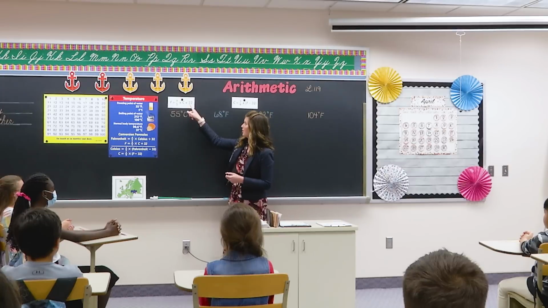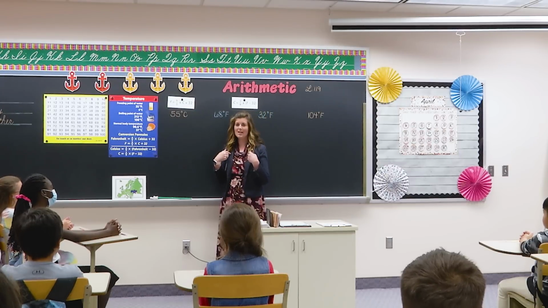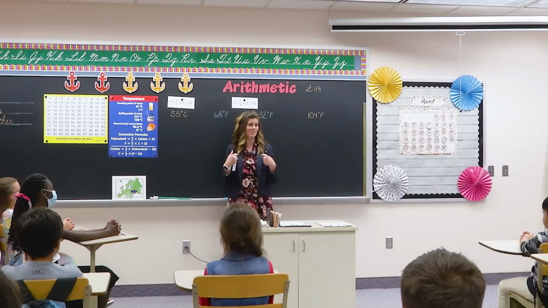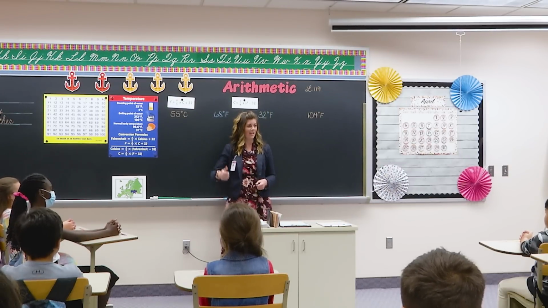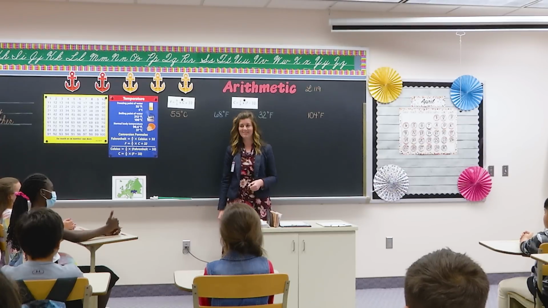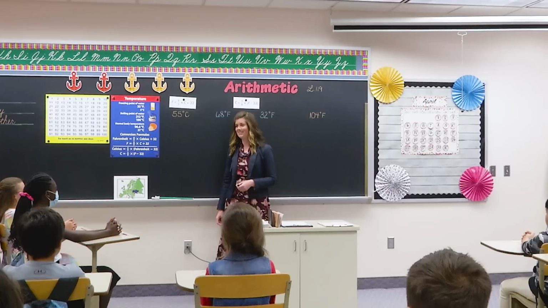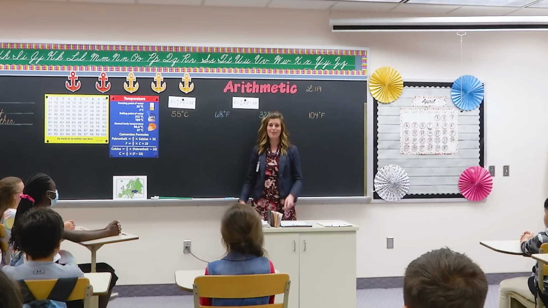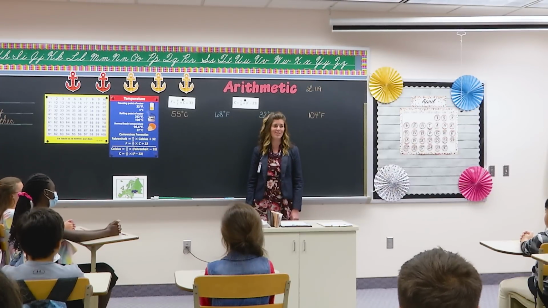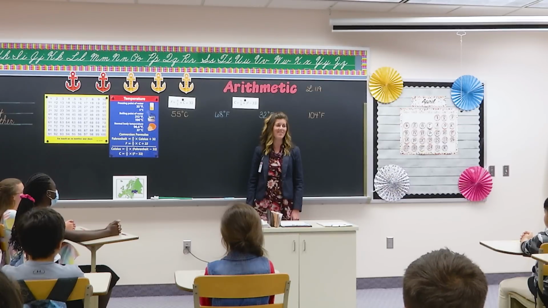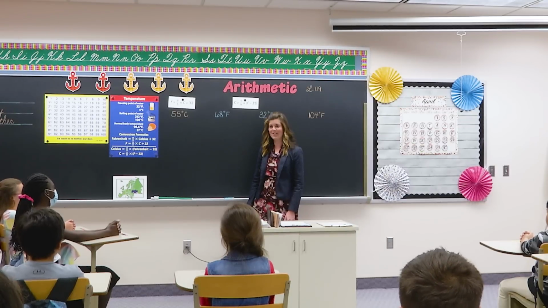Let's practice by singing our song first. Ready? Here we go. 9 fifths times C, 9 fifths times C, plus 32, plus 32, equals the Fahrenheit, equals the Fahrenheit, temperature, temperature. 9 fifths times C plus 32 equals the Fahrenheit temperature.